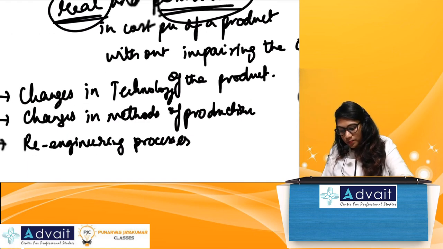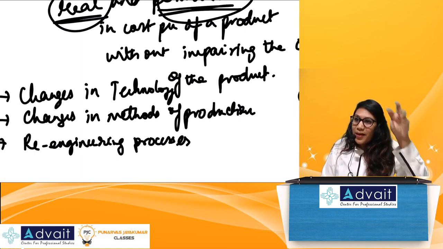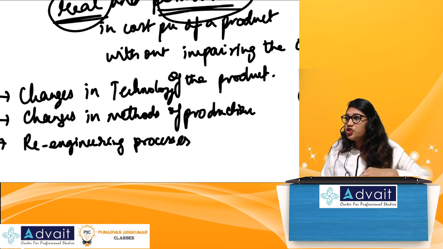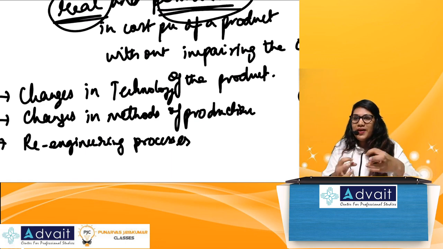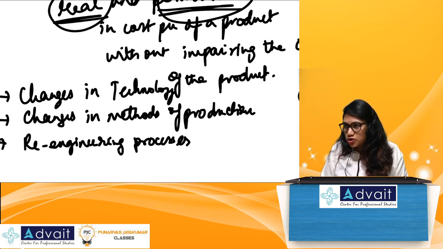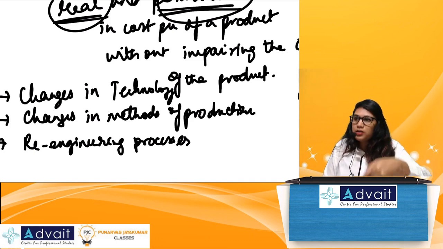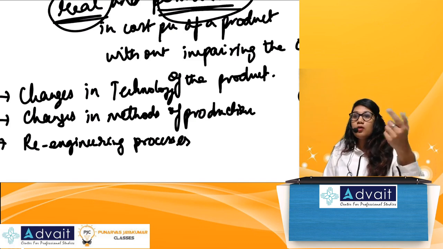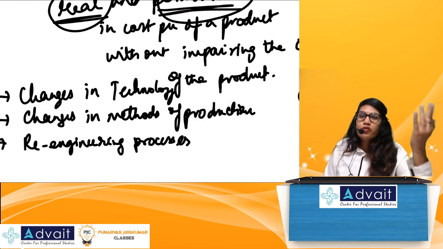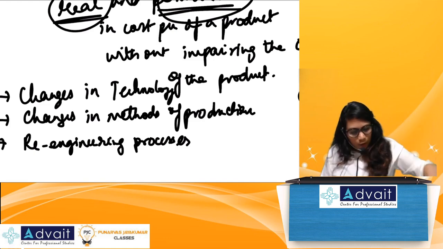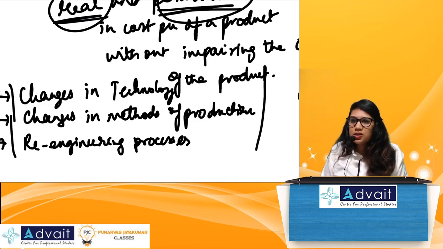So that is what I mean. You can bring in changes in technology, changes in the methods of production, and changes in your processes. You can re-engineer your process, which will basically help in reducing costs. Cost reduction is the long-term impact of cost control. So if I don't want to wait for so long, I can do any of these. It will help in cost reduction.